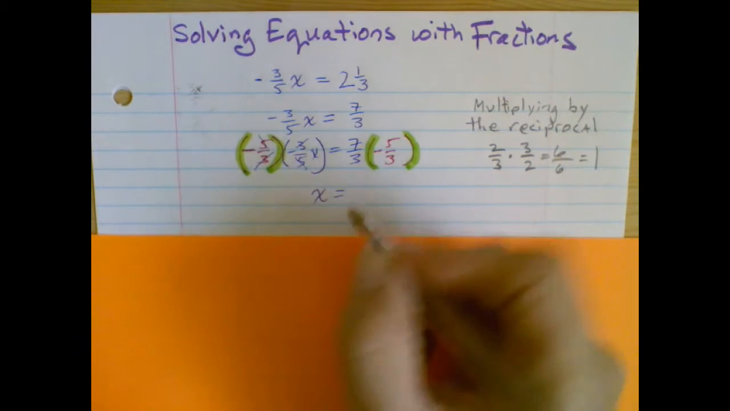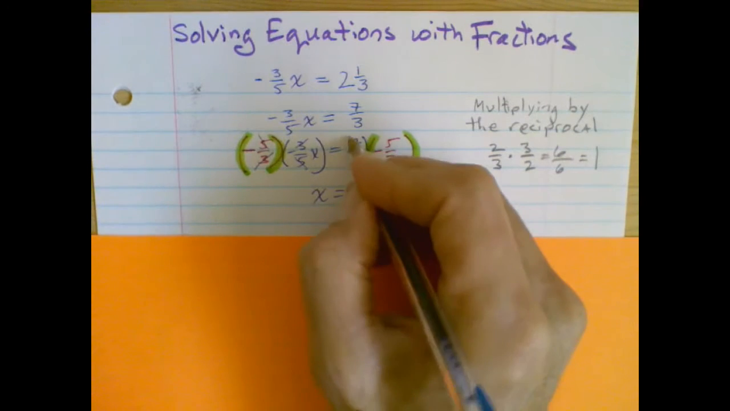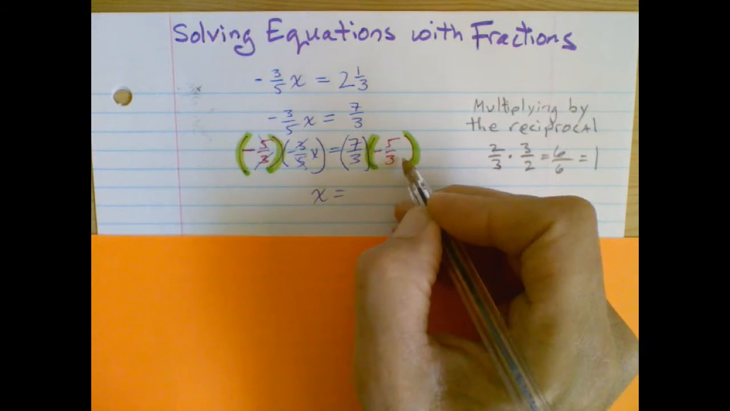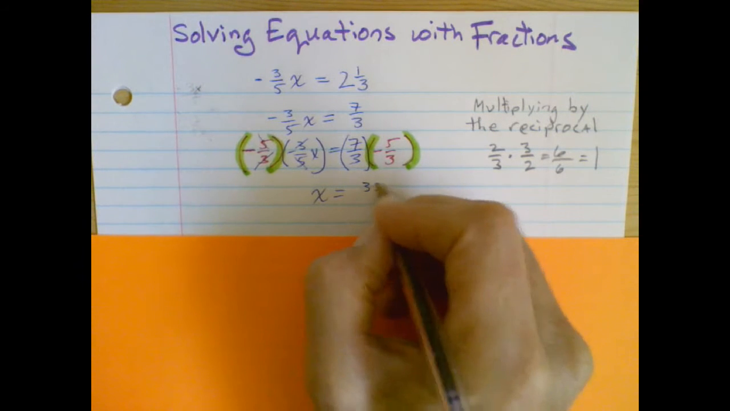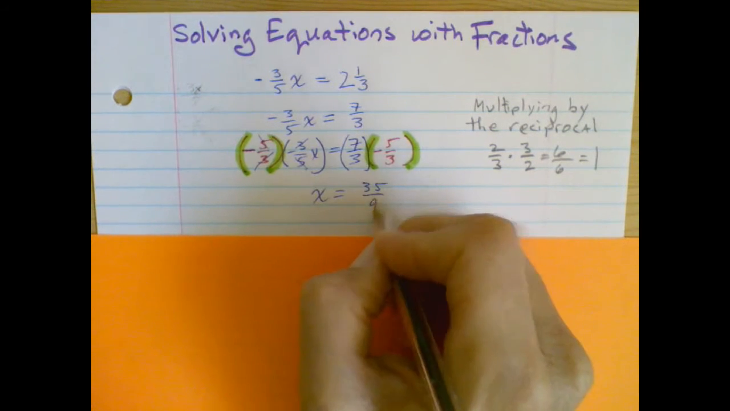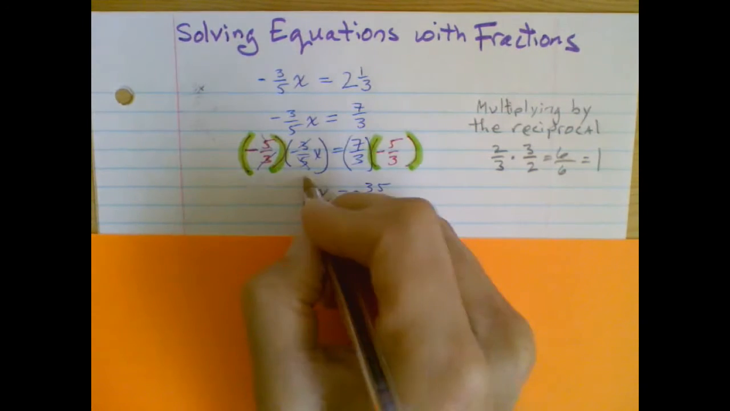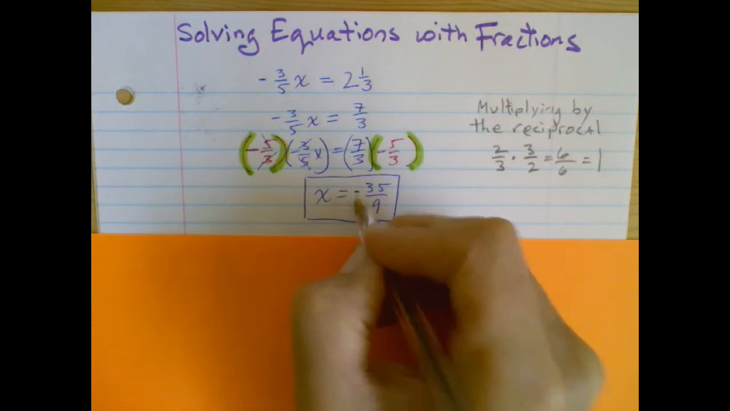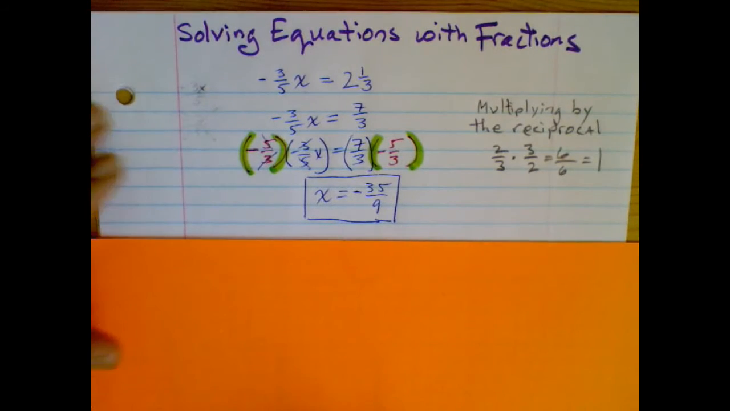On the right side, I have 7/3 times negative 5/3. So 7 times 5 is 35. 3 times 3 is 9. Positive times a negative is a negative. So there is my solution. X equals negative 35/9. The question is, is that correct?